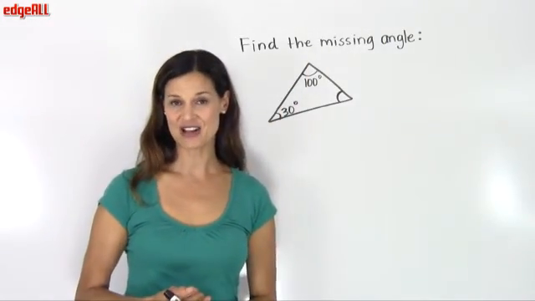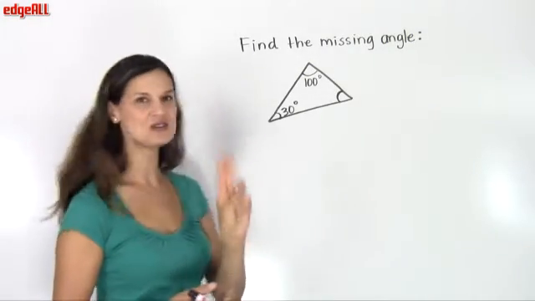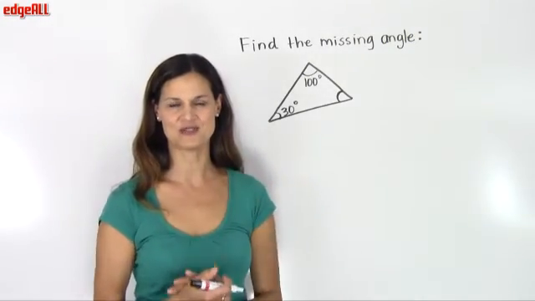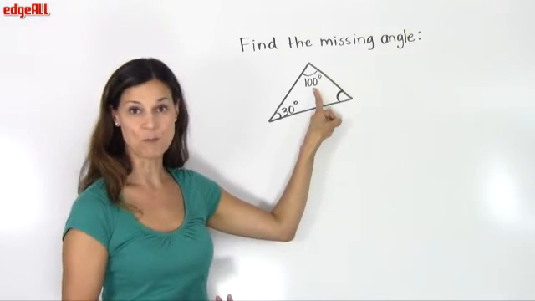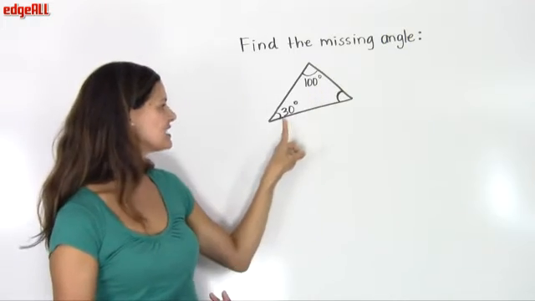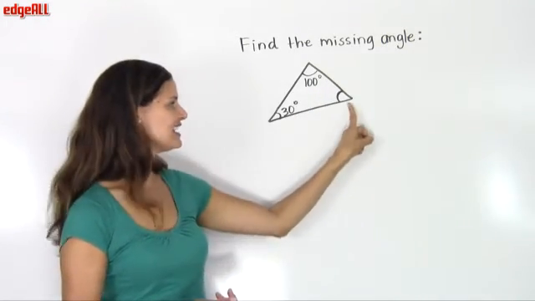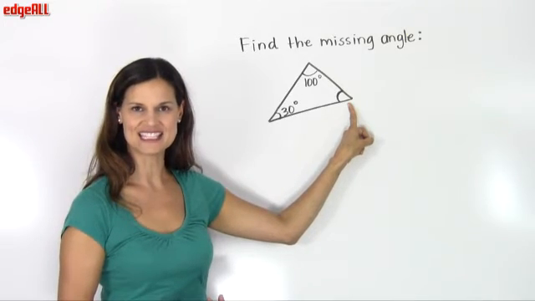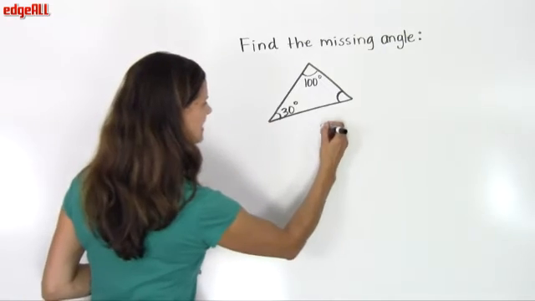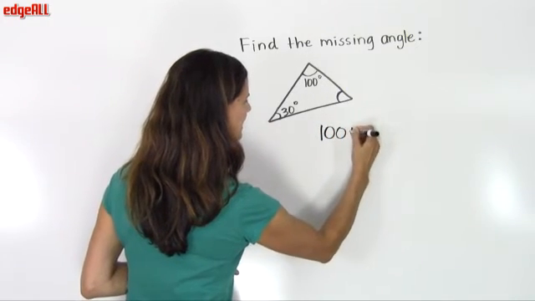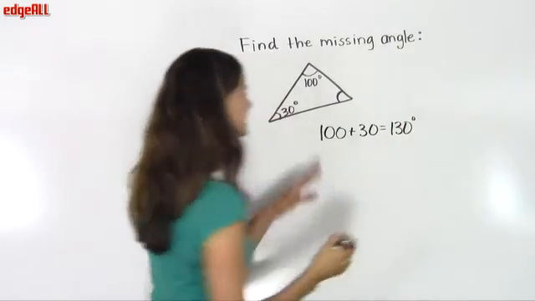Our last example, dealing with triangles, asks us to find the missing angle. So we have a triangle with 3 interior angles. 2 of them are given, and the third one we need to find. So our first given angle is 100 degrees. Our second given angle is a 30-degree angle, and we need to find the measurement of this last third missing angle here.